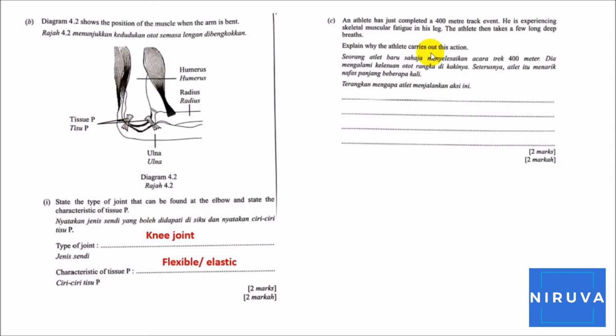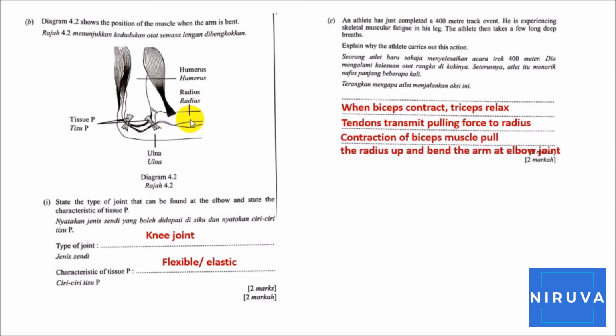Okay, so basically when the bicep contracts, the tricep will relax. And the tendons will transmit pulling force to the radius, which is located here. And the contraction of the bicep muscle will pull the radius up and bend the arm at the elbow joint.